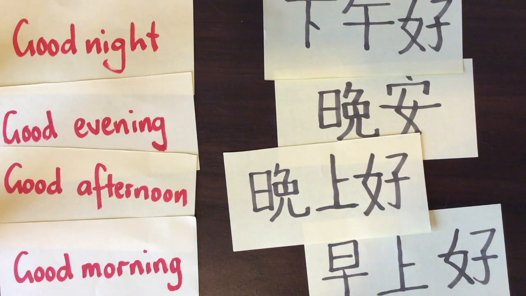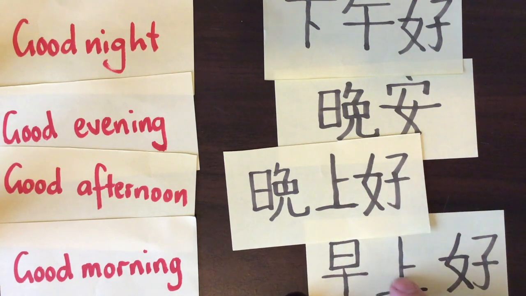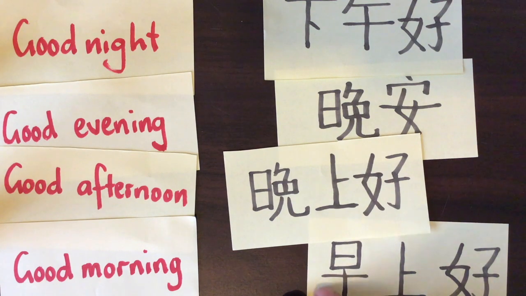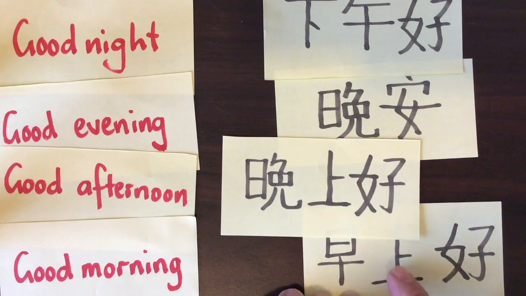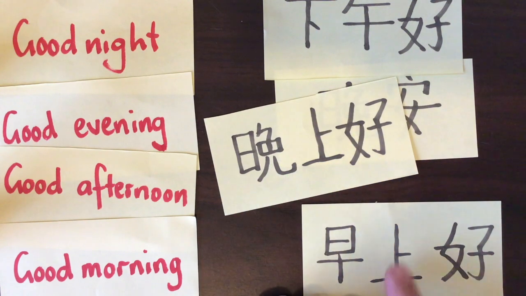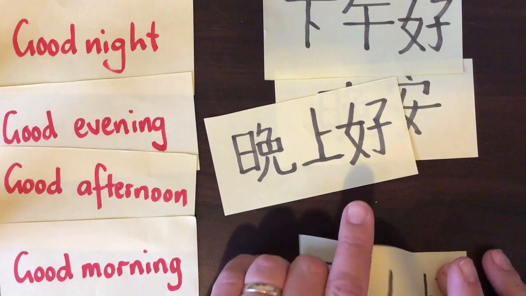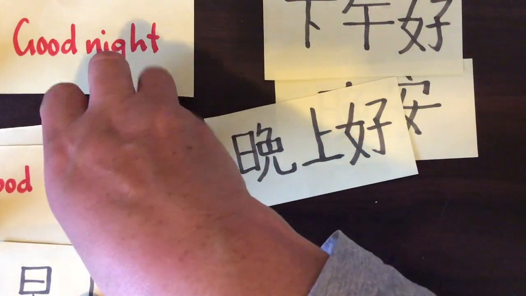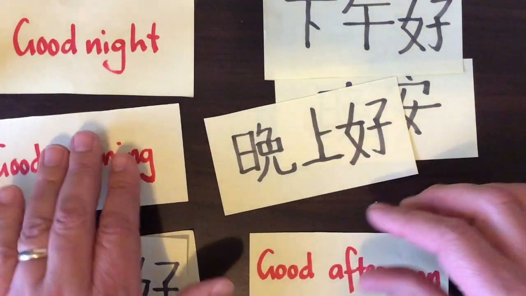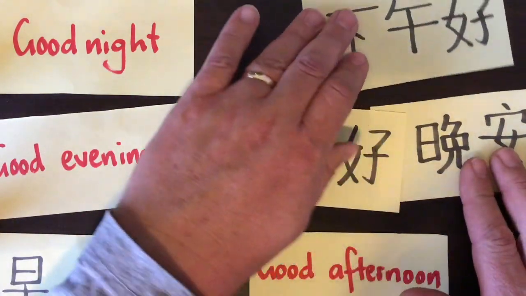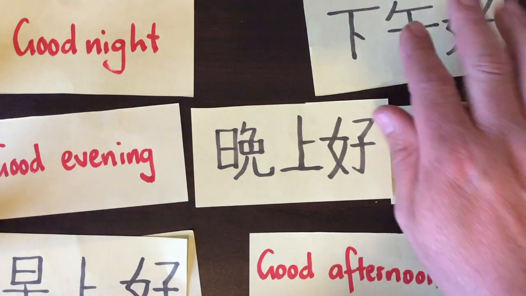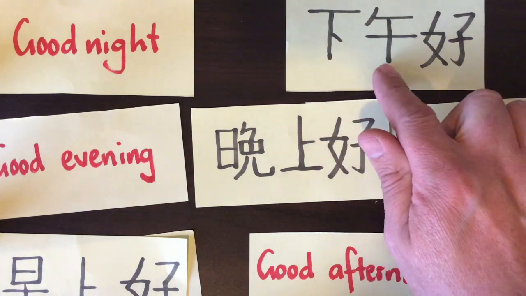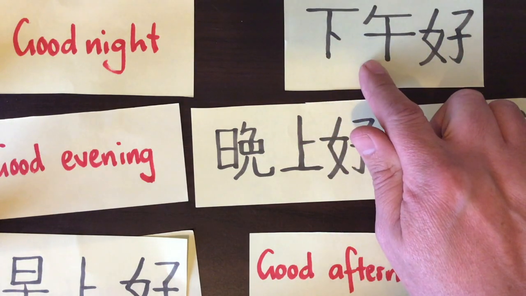Okay, let's start with Zhao Shanghao. Zhao's that character which has the sun rising over the horizon. It's got Shang, which is pointing up. So it's Zhao Shanghao, Hao for good. So that is definitely good morning. Let's put that over here. Okay, next one. Good afternoon. Let's see. This one up here. Shang Wu Hao. Wu, middle of the day.